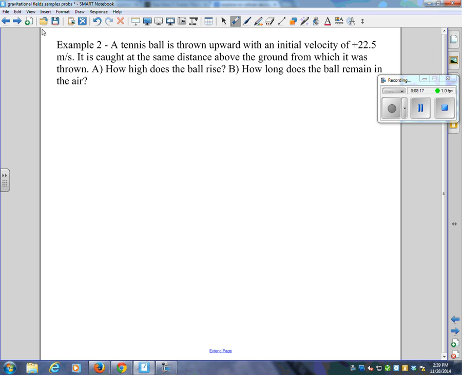Let's do the tennis ball one here. A tennis ball is thrown upward with an initial velocity of plus 22.5. There it is right there, Nate. Initial velocity, like you said, is 0 unless specifically stated. It's caught at the same distance above the ground from which it was thrown. So here's the ground, and here's the stick figure that throws it up, and they catch it at the same height here. So that really implies that the displacement is 0.